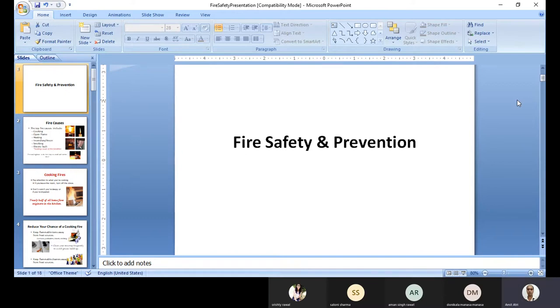Another thing is the spread of the fire. Fire broke out and then it spreads very widely. That prevention is the best solution. How to overcome this situation?